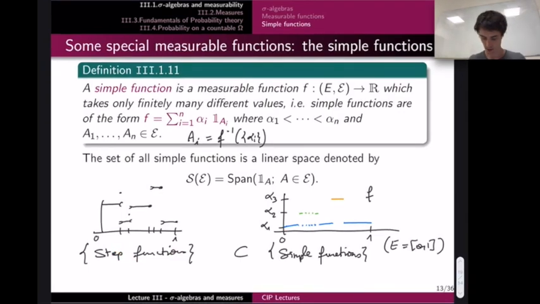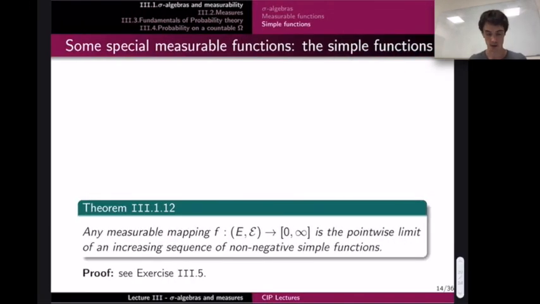And now a very important result when it comes later to constructing the integral is this one. It says that any measurable mapping f which takes values in R plus bar, I forgot to mention that it's with the Borel sigma-algebra that we've defined on this, is the pointwise limit of an increasing sequence of non-negative simple functions.